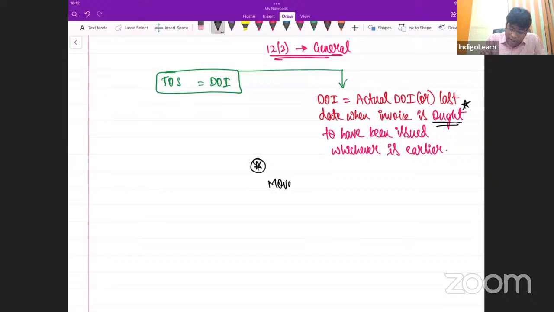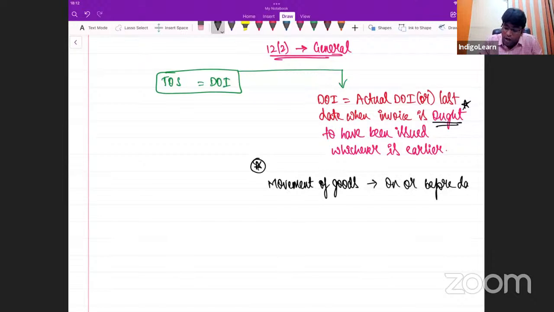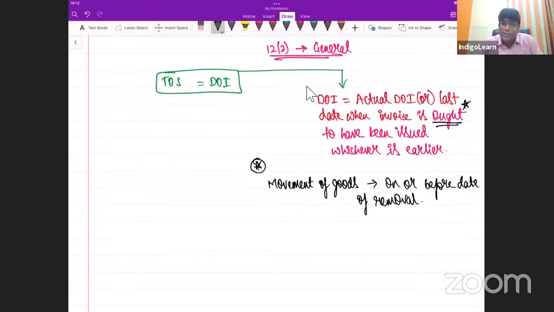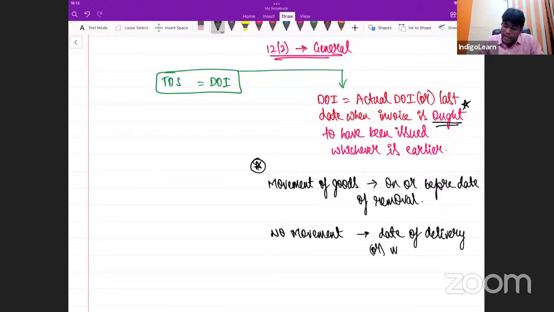As per law, in case where there is a movement of goods, invoice must be issued on or before the date of removal. And in case where there is no movement of goods, invoice must be issued on or before the date of delivery or when the product is made available to that person.